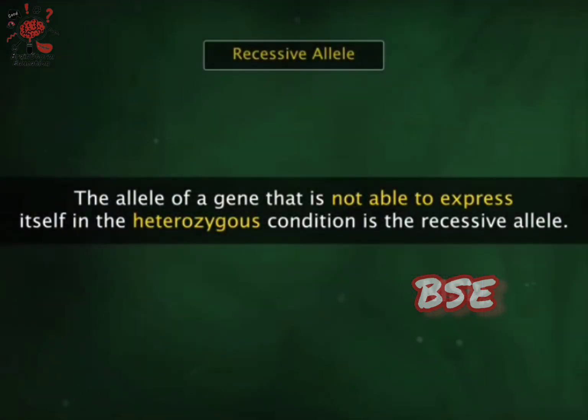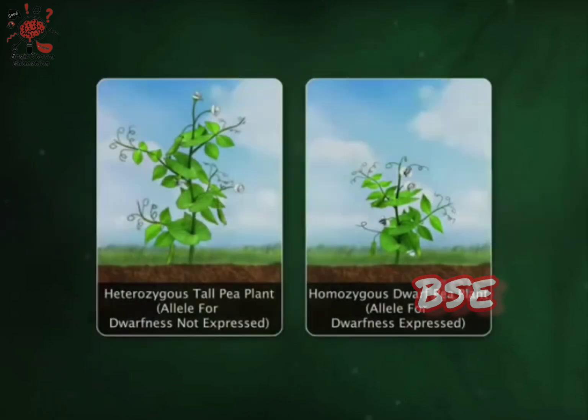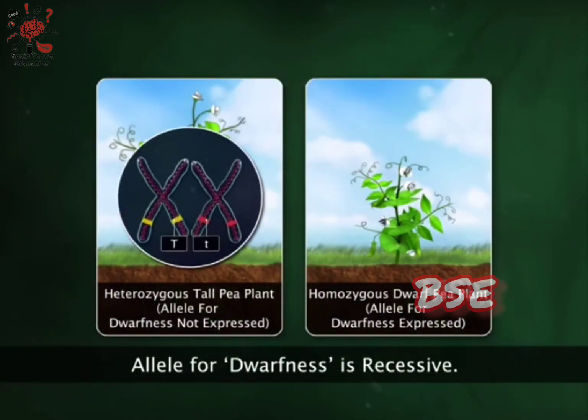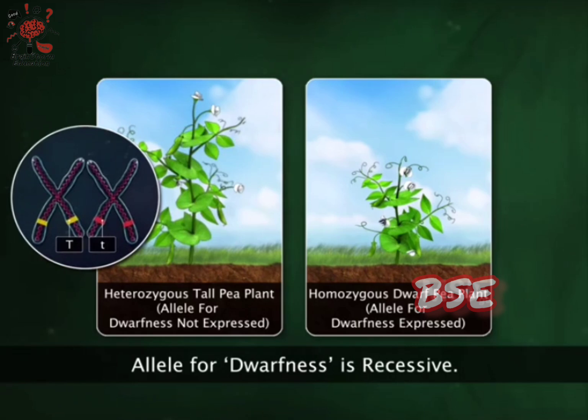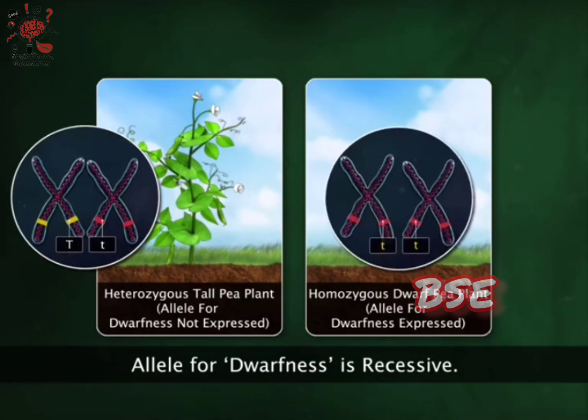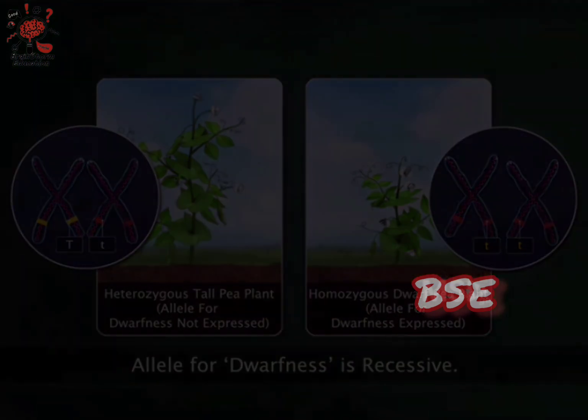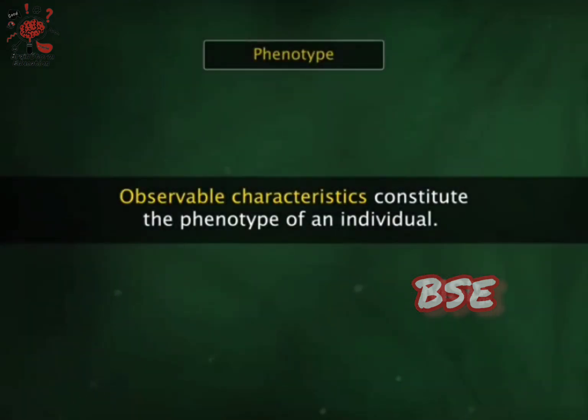Recessive allele. Of the pair of alleles, the one that is not able to express itself in the heterozygous condition is the recessive allele. For example, the allele for dwarfness is recessive. It is not able to express itself in heterozygous pea plants, but can express itself only in the homozygous condition. Recessive alleles are generally represented by a small letter.